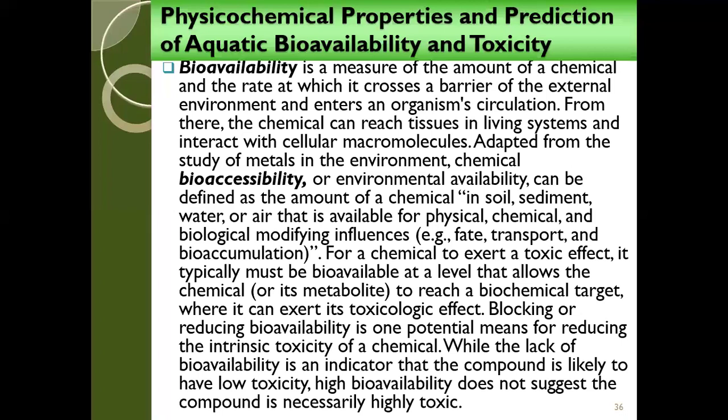So bioavailability is a measure of the amount of a chemical and the rate at which it crosses a barrier of the external environment and enters an organism's circulation. That circulation is blood. That's what it means. It's blood. I will explain. From there, the chemical can reach tissues in living systems and interact with cellular macromolecules, adapted from the study of metals in the environment and chemical bioaccessibility.